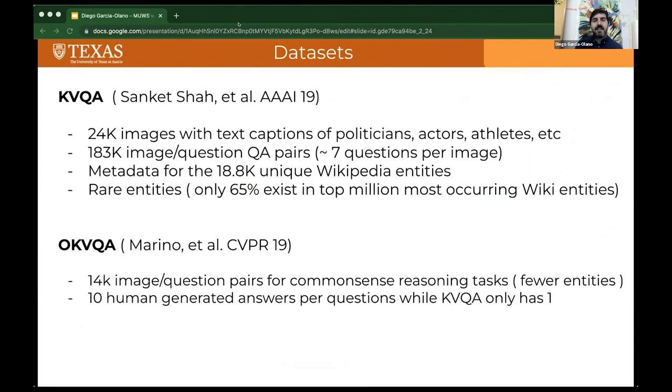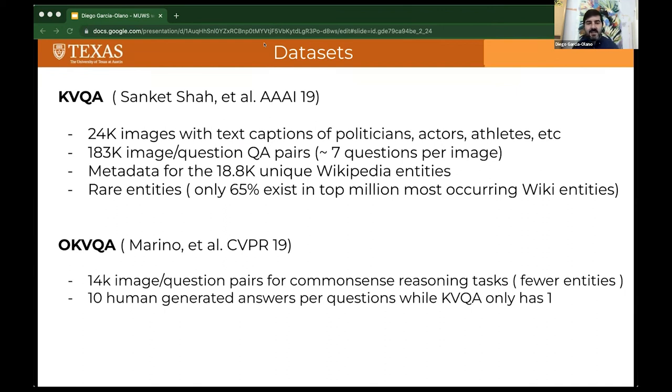So going forward, talking about our data sets, the KVQA data set has a large amount of QA pairs compared with other VQA data sets, and it has explicit wiki supervision, which is pretty unique. But of the 18.8K entities that exist in this data set, so wiki entities, many of them are rare, so only about 65% of them exist within the top million occurring wiki entities, and only about 91% of them are found in the Wikipedia2Vec entity matrix. So like 9% of them just don't occur in the mapping that was learned before.